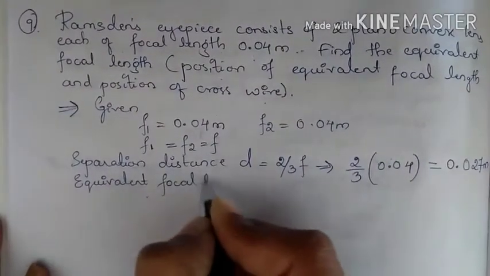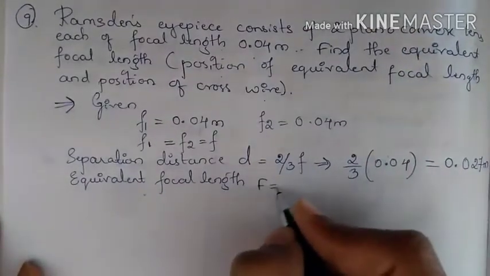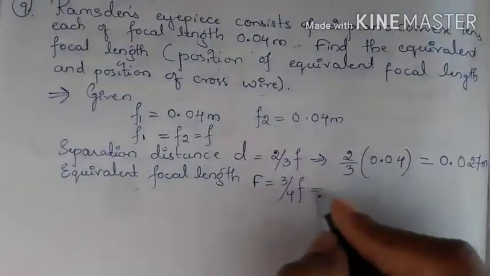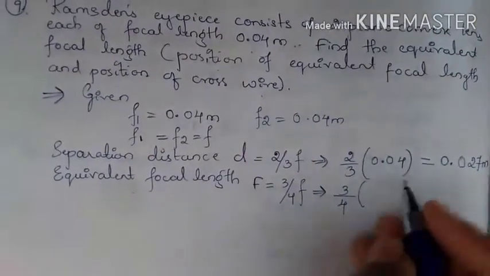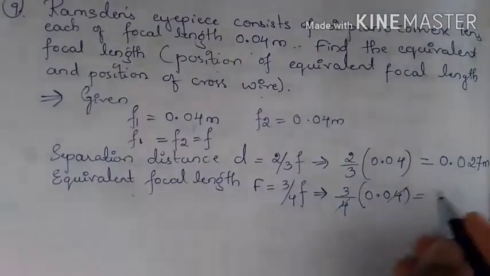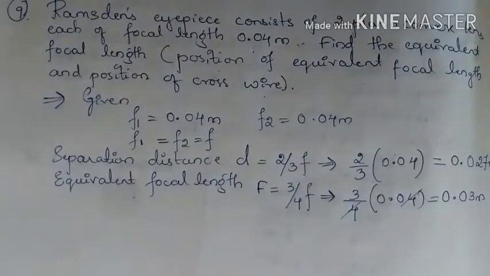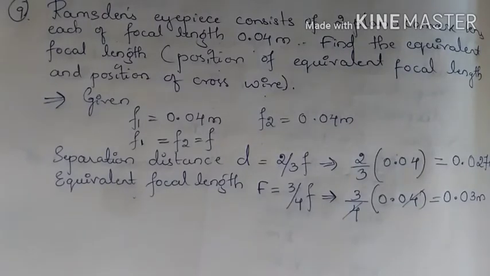Now let us find the equivalent focal length. This F is equal to 3 by 4 f. So this can be written as 3 by 4 times 0.04. What remains is 0.03 meters. So the equivalent focal length is 0.03 meters. We found the equivalent focal length for the problem.